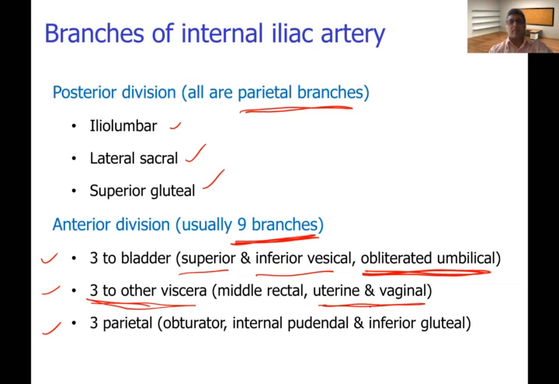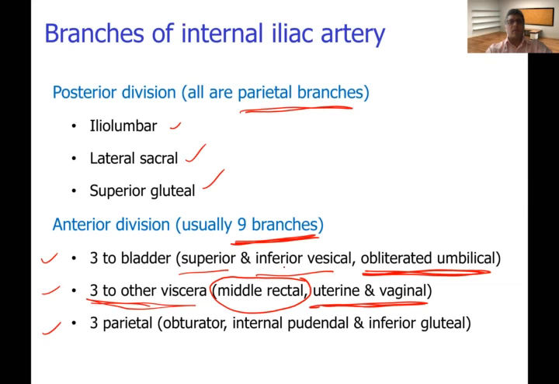Later, maybe in the next slide, when we discuss the blood supply of the uterus and vagina, remember that the uterine and vaginal arteries are branches of the anterior division of the internal iliac artery. And about the middle rectal artery, for it to be middle rectal, you have to have a superior rectal and an inferior rectal artery.